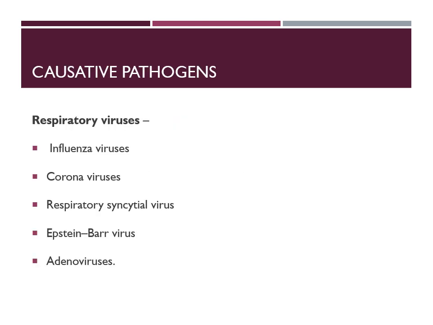Now, what are the different causative pathogens for this atypical pneumonia? There are viruses involved, or there could be bacterial causes. Among the viruses: influenza virus, coronavirus, respiratory syncytial virus, Epstein-Barr virus, and adenovirus. These are the main causative agents for atypical pneumonia.